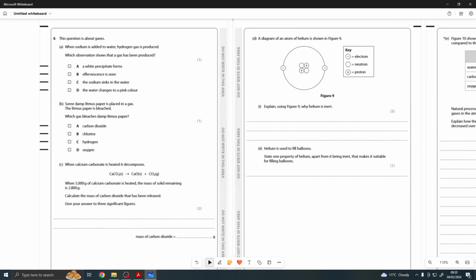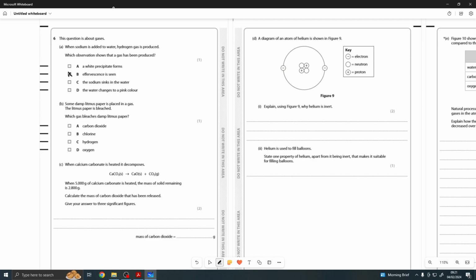Question 6. This question is about gases. When sodium is added to water, gas is produced. Which observation shows that a gas has been produced? Now, you may have heard me use the word effervescence, which means bubbles. So, bubbles are produced, essentially. Effervescence is seen. Some damp litmus paper is placed in the gas. The litmus paper is bleached. Which gas bleaches damp litmus paper?